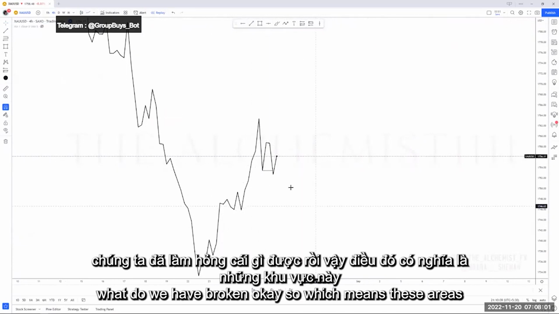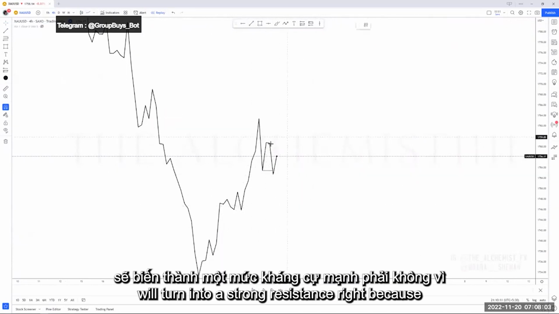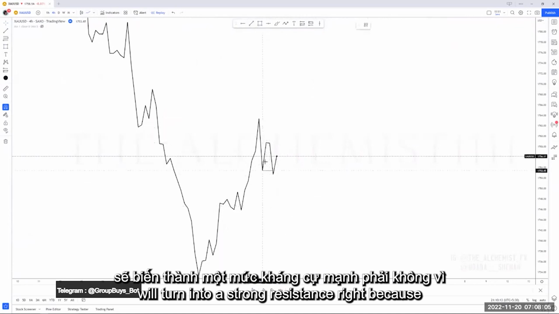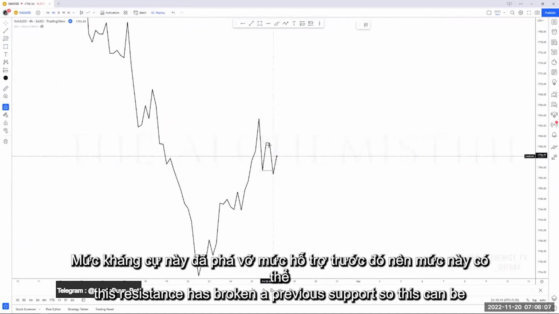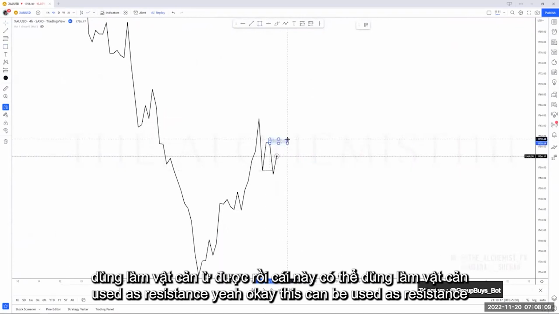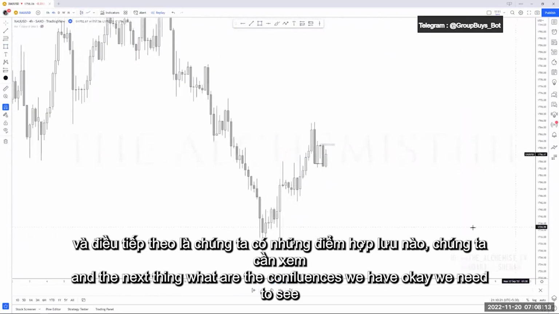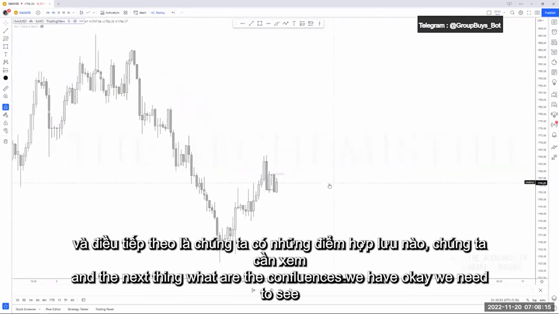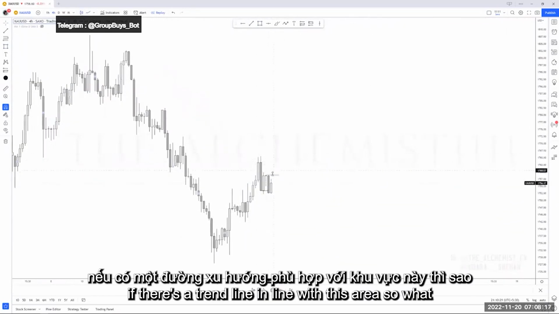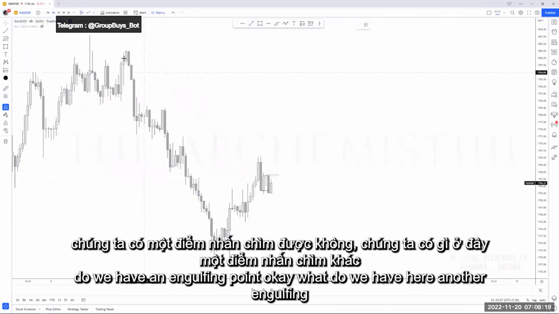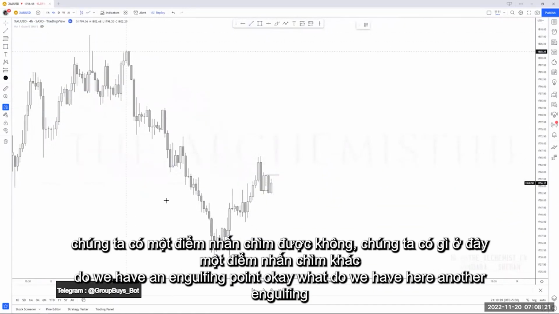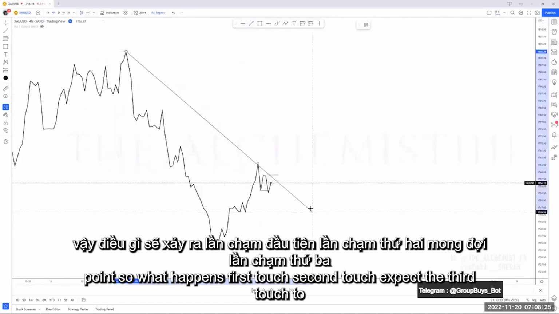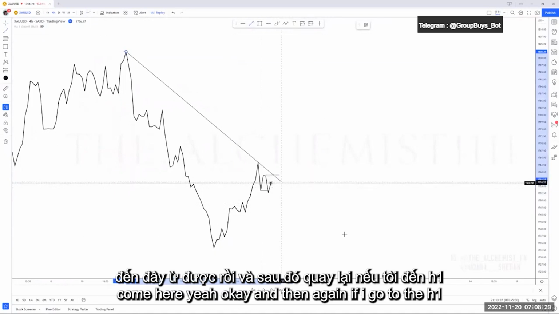Broken. Okay, so which means these areas will turn into a strong resistance, right? Because this resistance has broken a previous support. So this can be used as resistance. And the next thing, what are the confluences we have? We need to see if there's a trend line in line with this area. So what do we have? An engulfing point. Okay, what do we have here? Another engulfing point. So what happens? First touch, second touch. Expect the third touch to come here.